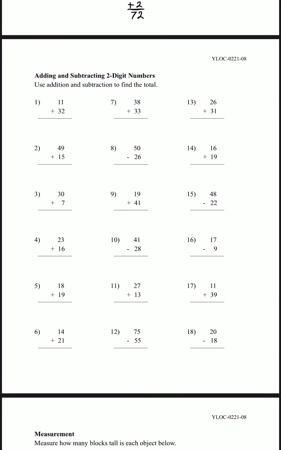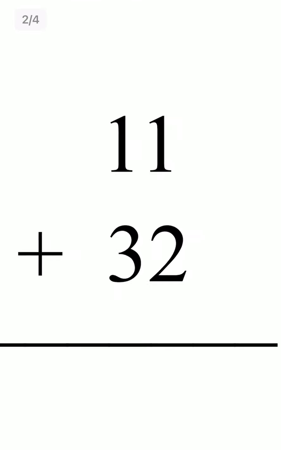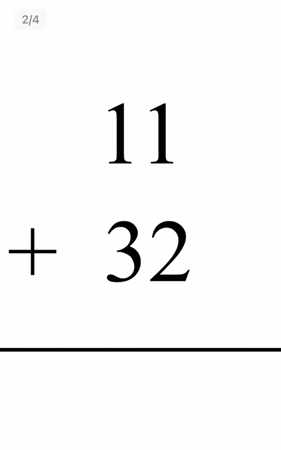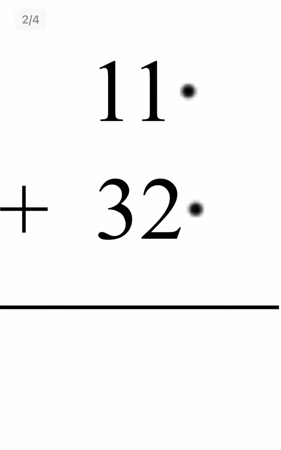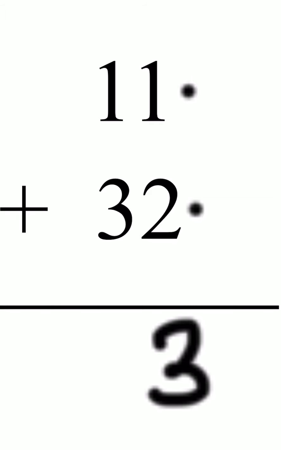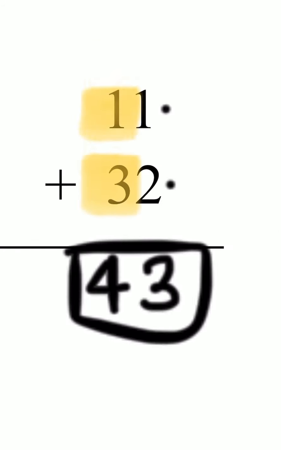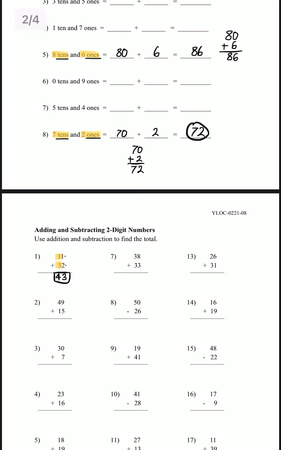For this part, we have to use addition and subtraction to find the total. Let's look at number 1. We need to first see the ones place and then look at the tens place. So 1 plus 2 is 3, and 1 plus 3 is 4. So 43 is the answer for number 1. Let's look at number 2.